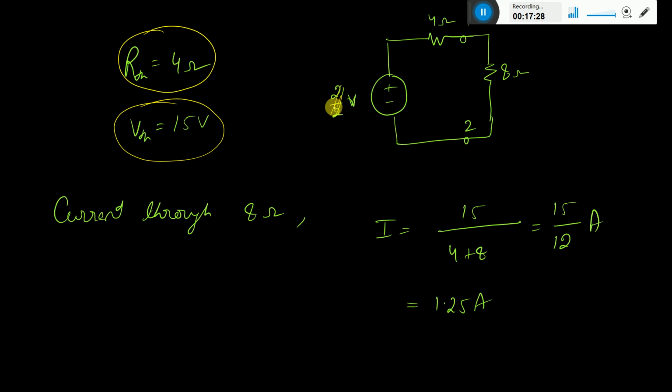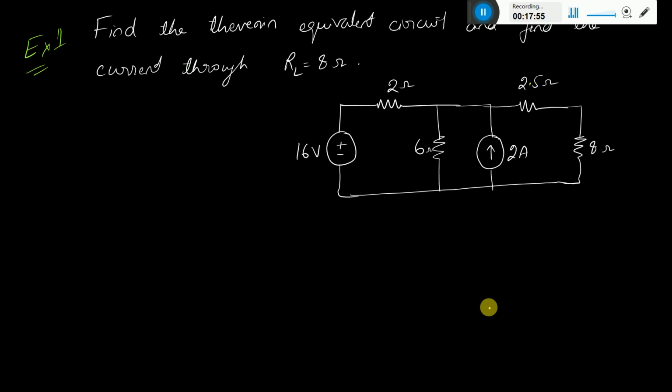Here this is not the value. This is 15 volts as VTH and 4 ohm as RTH, and 8 ohm is our load. So just put the value, 15 by 4 plus 8, that will be 15 by 12, that is 1.25 amperes. So now we have solved this entire problem by using the Thevenin theorem, and we get the value 1.25 ampere.